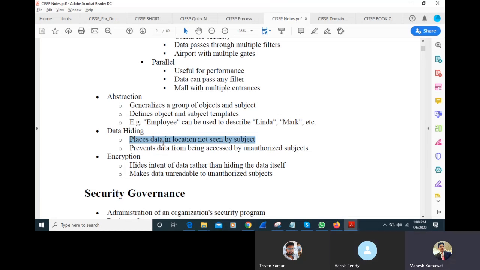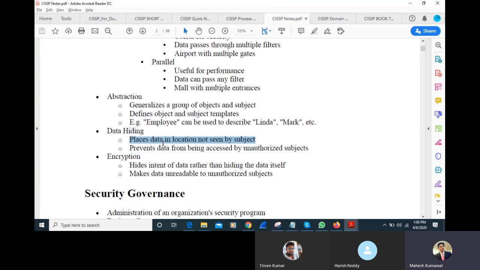Yes. Okay. So data hiding is one of them. Steganography is the same sort of thing we are talking about here, and it prevents data from being accessed by unauthorized subjects. So data is not going to be accessed by the unauthorized subject. We can then do encryption, which hides the intent of the data rather than hiding the data itself. So we are going to hide the intent only, and it makes data unreadable to unauthorized subjects.